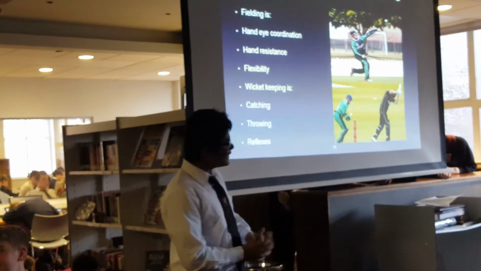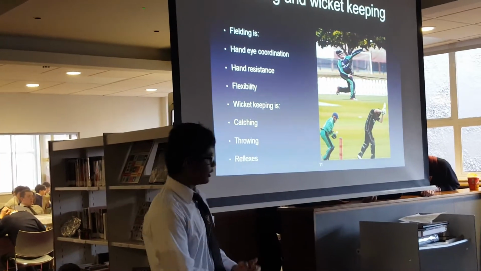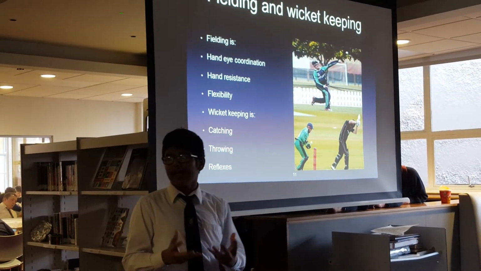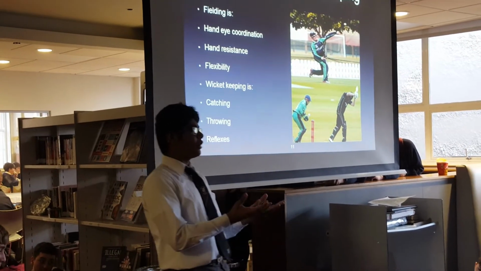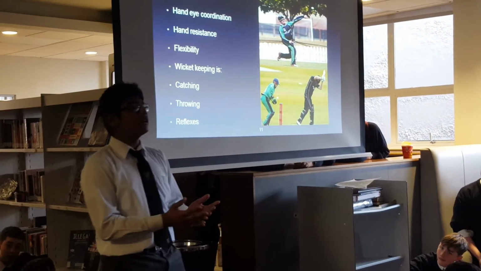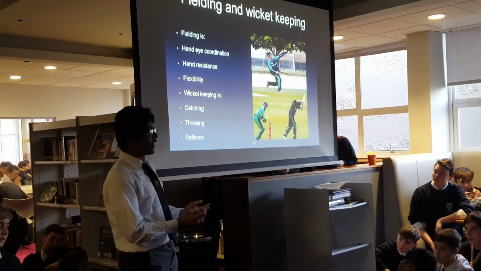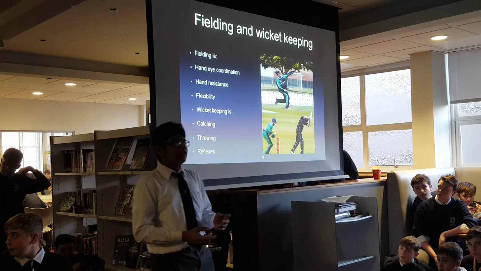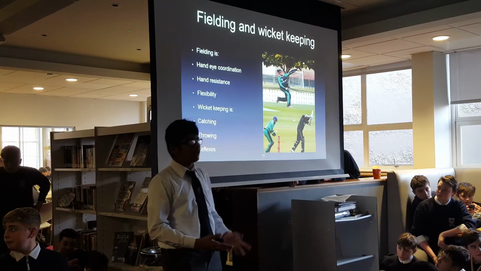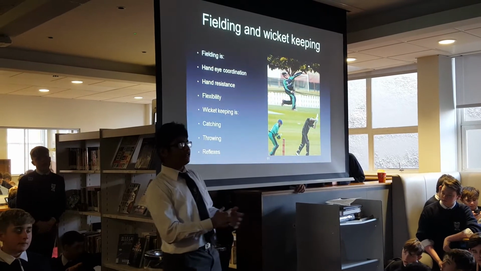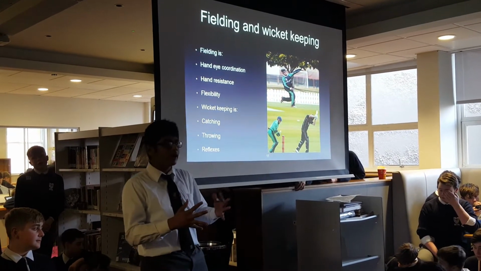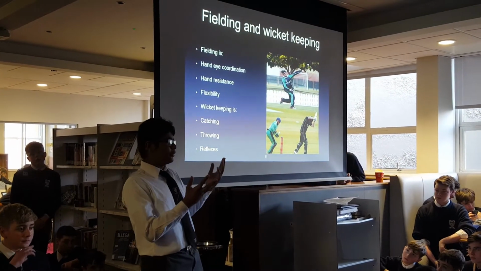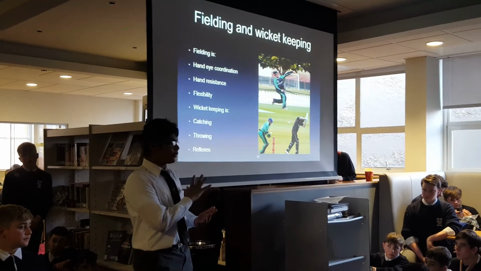Okay, so now, fielding and wicket keeping. Fielding mainly relies on hand-eye coordination and hand resistance. By that I mean pain resistance in the hand, because in cricket, when you try to catch a ball in the field, it really hurts because of the material of the ball, which is mainly cork and leather. You also need flexibility to run as quickly as possible without pulling a muscle. If you pull or even tear a muscle, you might end up on the floor, and then the batsman might score 4 runs from that shot.